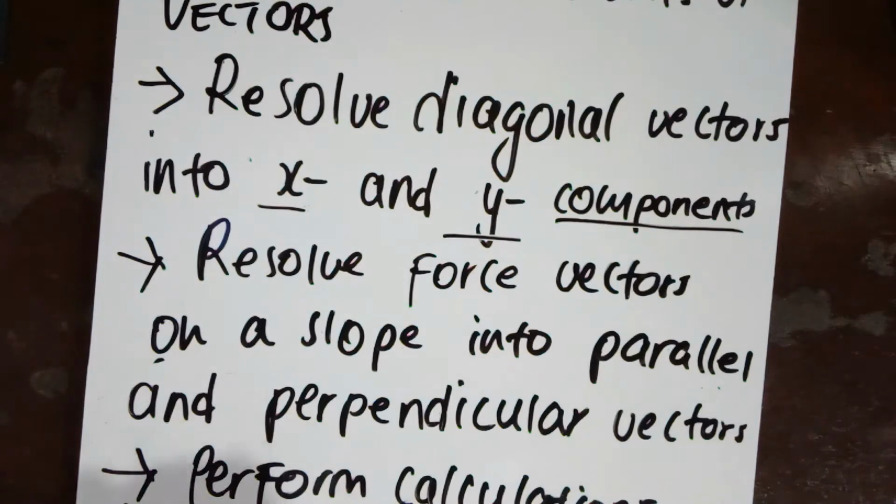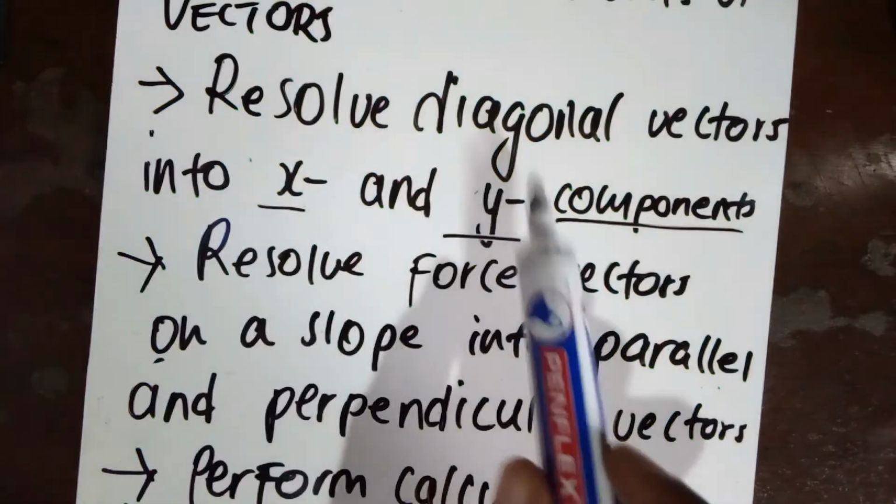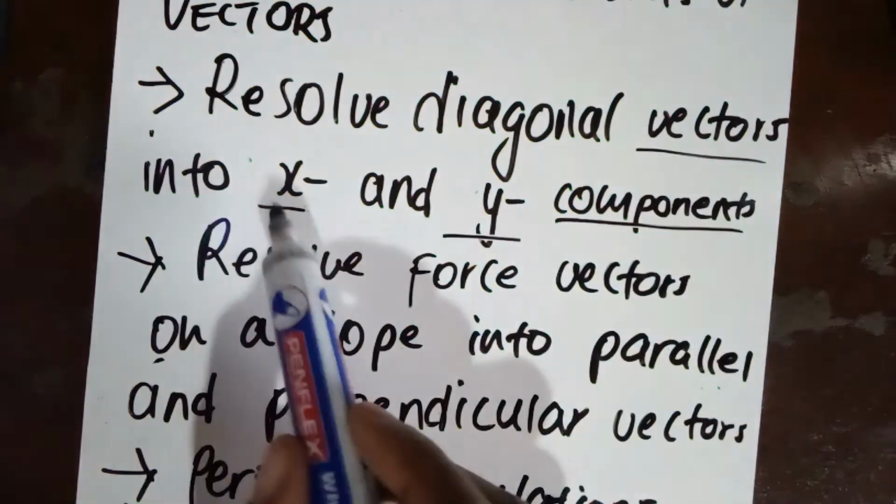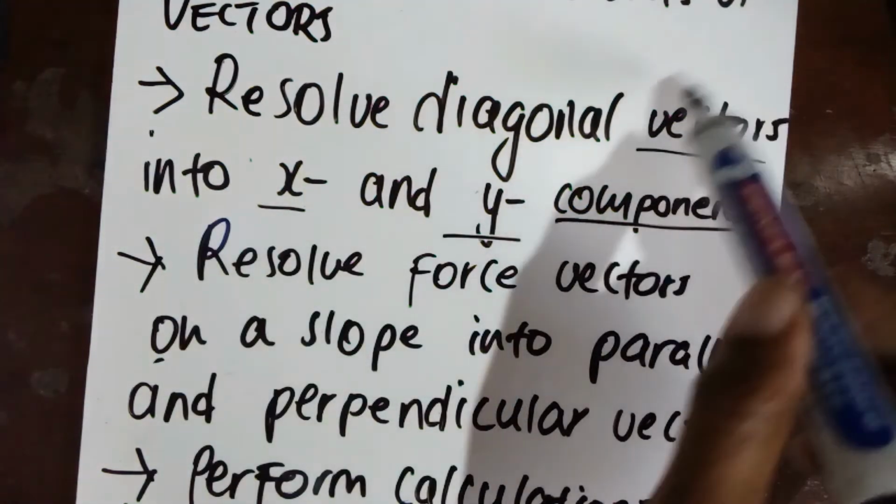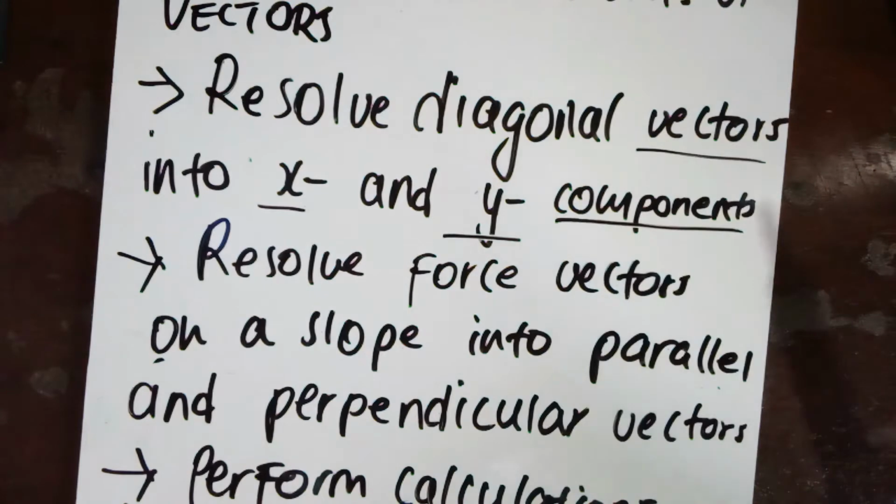So at least by the end of this video, you should be able to resolve diagonal vectors into x and y components. Remember, we said vectors are physical quantities that have both magnitude and direction. An example would be a force. A force is a vector. It has direction and magnitude. So a force of 10 newtons would be acting on an object maybe east. Momentum is a vector. Displacement is a vector.